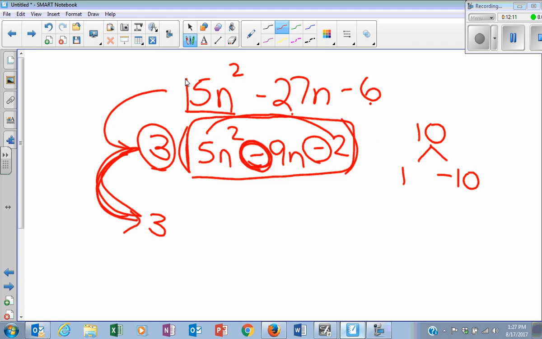Still have my 3, but now I put my parentheses, and what goes in my parentheses? N minus 1, or no, plus 1, N minus 10. You guys see where I got that stuff from?